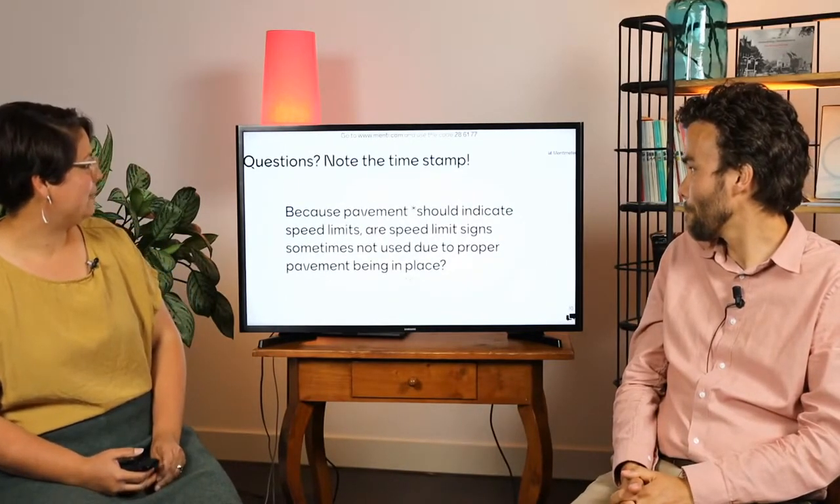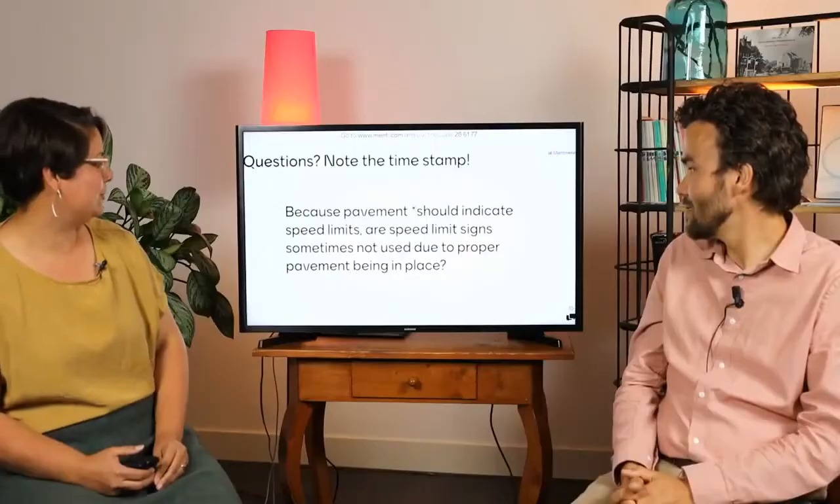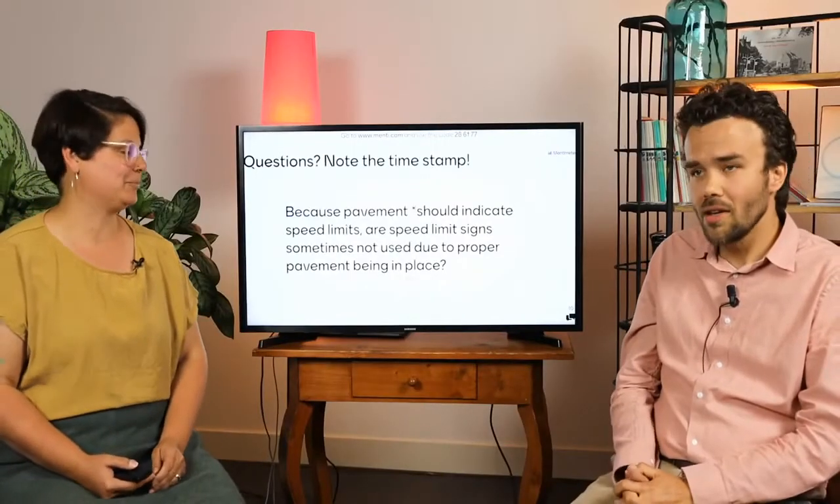Because pavement should indicate speed limits, are speed limit signs sometimes not used due to proper paving? No, speed limit signs are mandatory, they have to be there, but they can be for a zone. So for example, for the 30 kilometer, you'll see a 30 kilometer per hour zone, and then it's 30 kilometers until there is a zone ends sign, but they are a mandatory requirement. You can't have a street without speed limit signs.